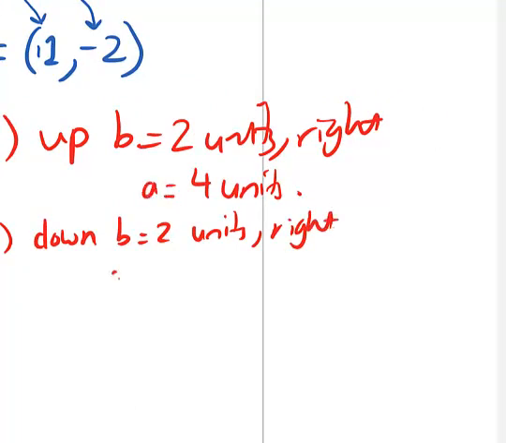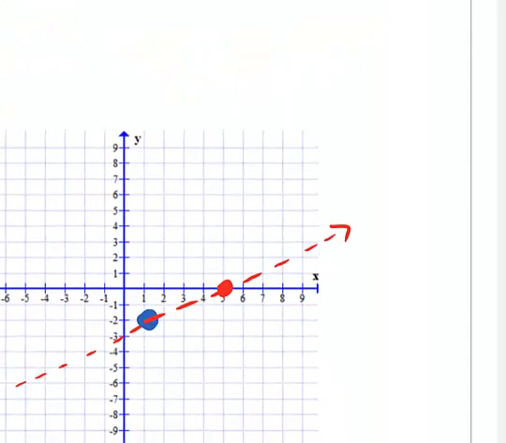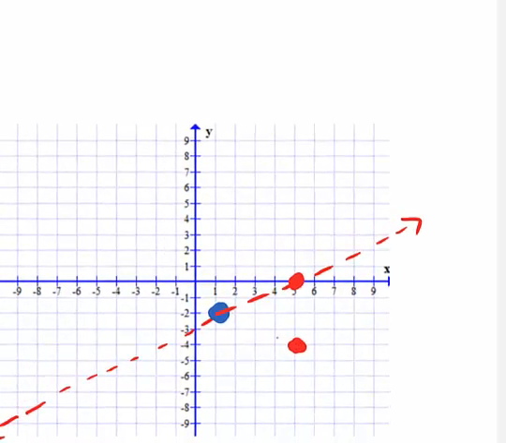A equals, let's see where that lands us. Down 2, right 4, from the center. So from that blue point, I'm going to go down 2, right 4. That'll land me right about here. And I'll draw my nice diagonal line right through that.